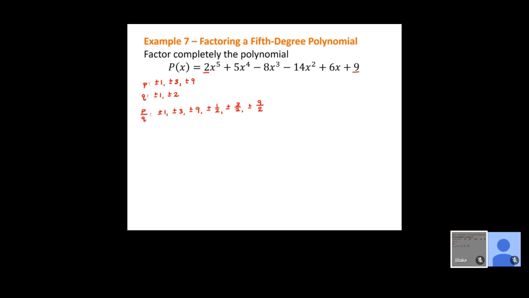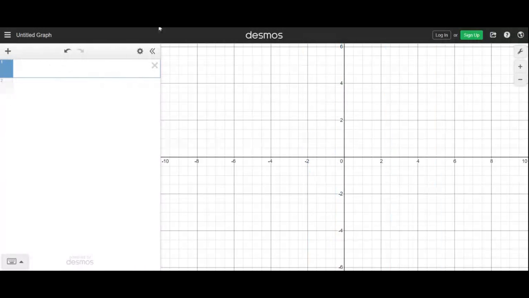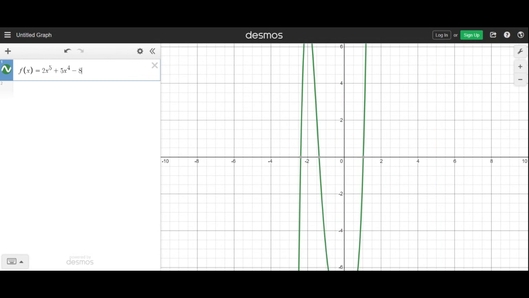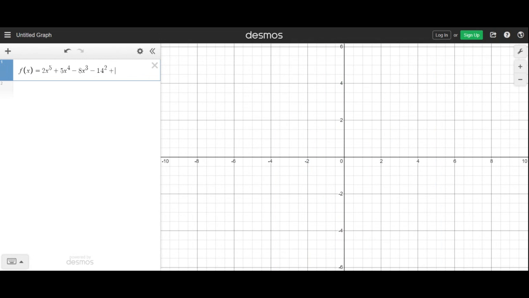So again, that's a long list of values now, right? So we actually have 12 different values that we would need to test. But we're not going to test them all, right? I'm going to go to my graph next. I'm going to see which ones look like they might work, and those are the ones I'm going to start with. So let's graph this in Desmos now. 2x to the 5th plus 5x to the 4th minus 8x cubed minus 14x squared plus 6x plus 9.